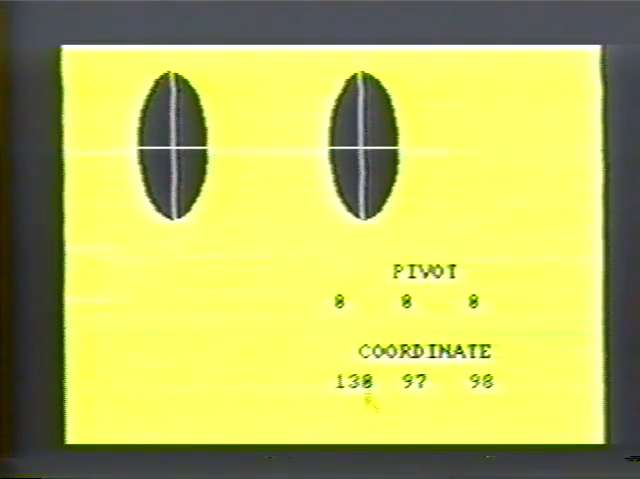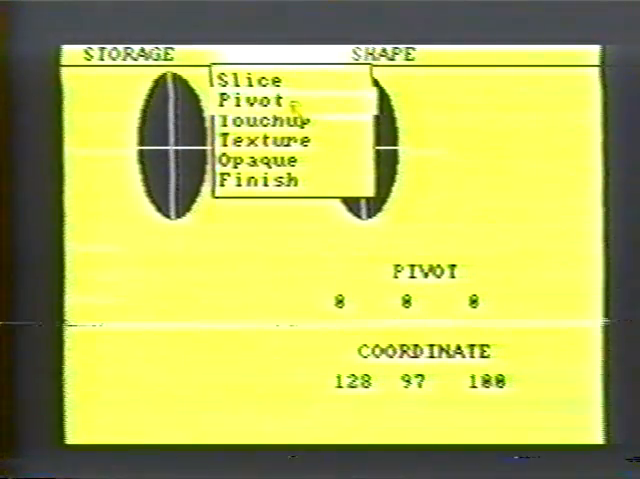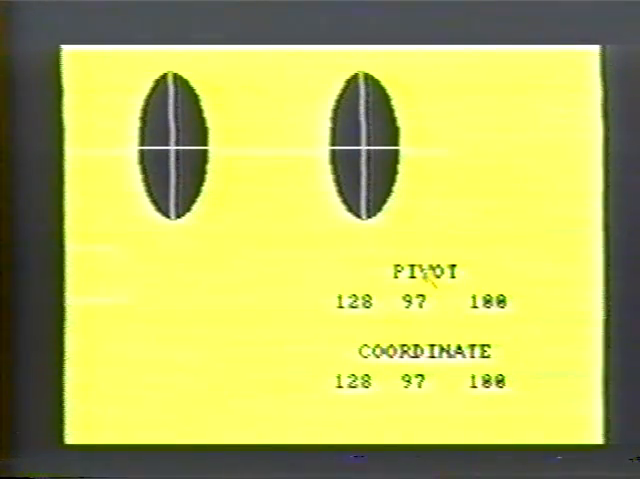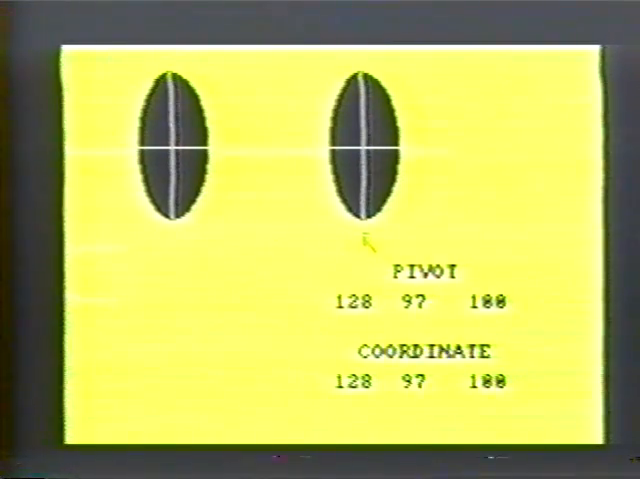And see here, it says coordinates. It's 130, 97, 98. So let's put it at 128 and 100, because that's where we centered it up in D-Paint. And we already have the Y set at 97. And then I just go up here and I select pivot, and there the coordinate gets transferred to pivot. Now I can move coordinate around and pivot's left alone, but now pivot's done. All segments need to have a pivot.